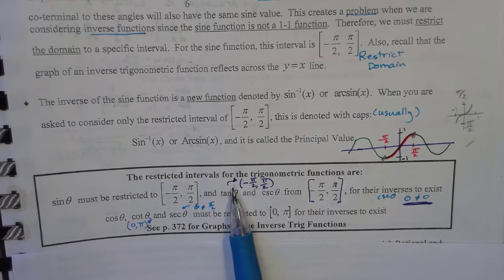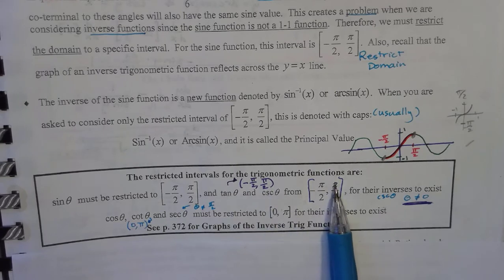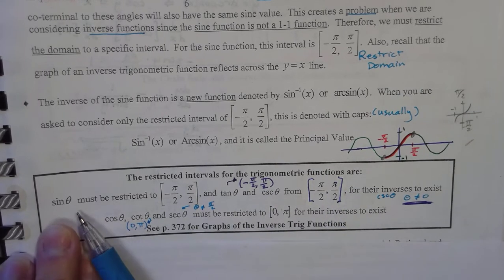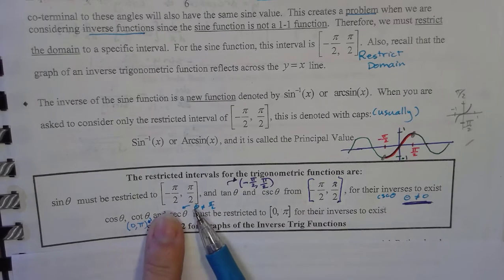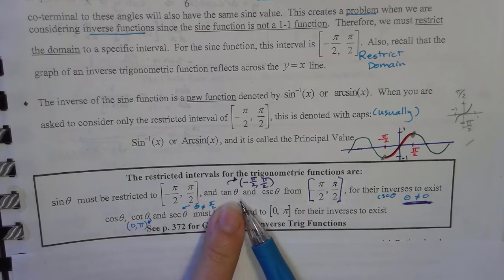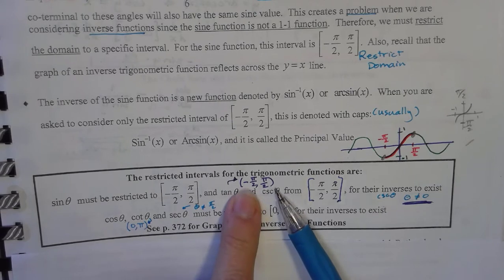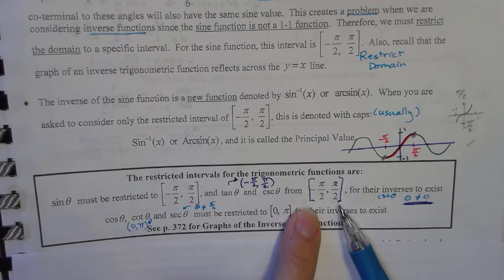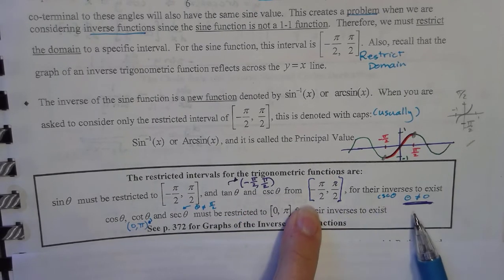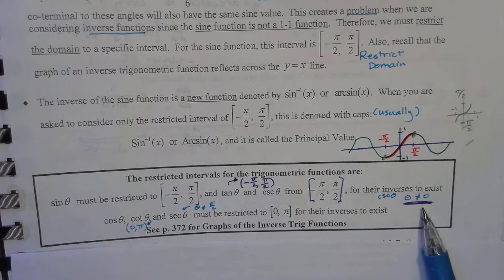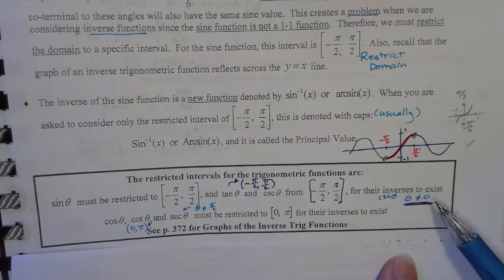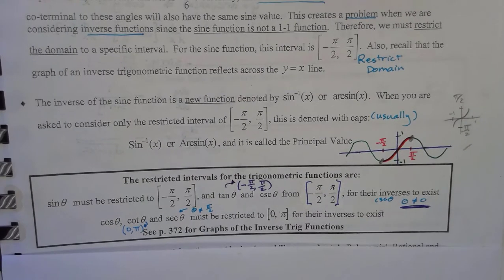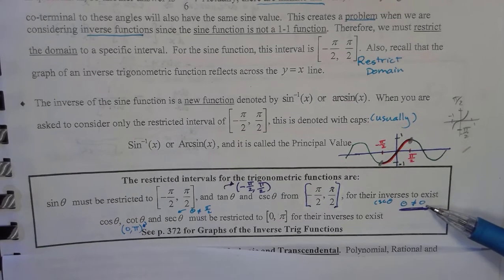The restricted intervals for the trigonometric functions are: sine, restricted to -pi/2 to pi/2, the closed interval. Tangent, the same interval, but it's an open interval. Cosecant, -pi/2 to pi/2, except for where theta is 0, because let us remember, sine of 0 is 0, and cosecant would be the reciprocal of that. Cosecant is not defined for theta = 0.